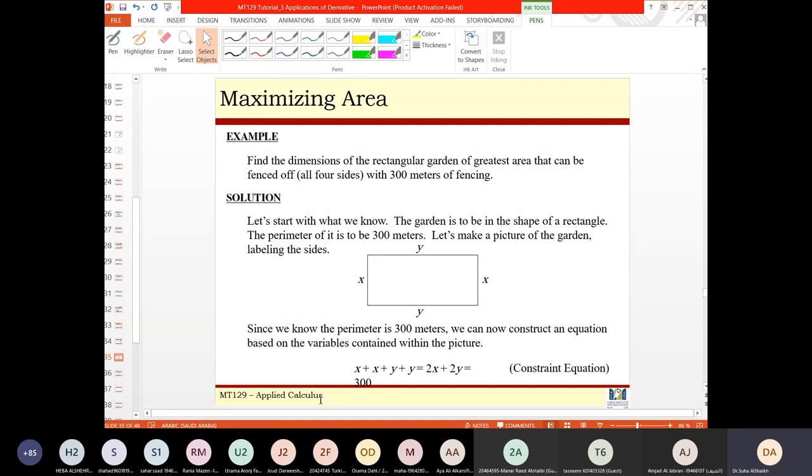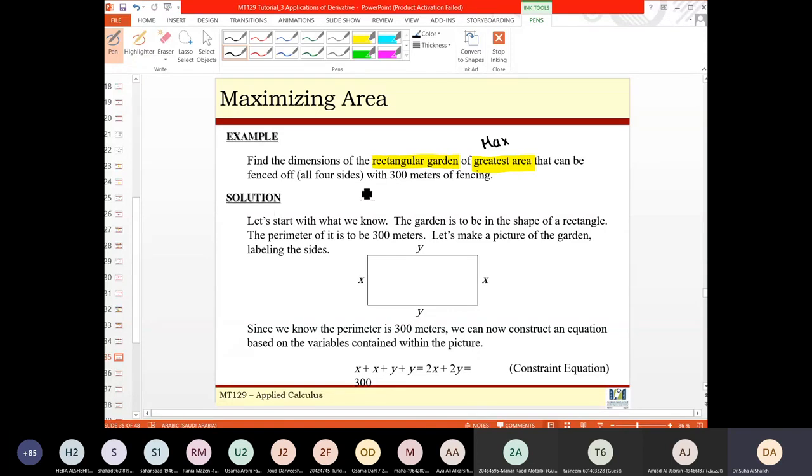So here's this example. Find me the dimension of a rectangular garden. I have a rectangular garden. What does rectangular mean? It means a rectangle. Find me the dimension, meaning the dimensions, of greatest area. Now the words greatest area mean I'm talking about the maximum. They can say the maximum area, they can say the greatest area. It means the same. The smallest area means the minimum area. I'm talking about the maximum here.